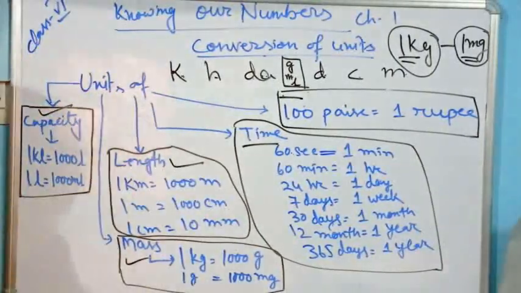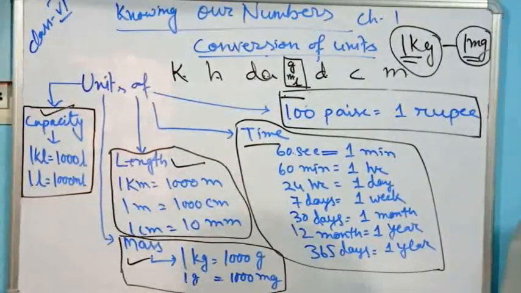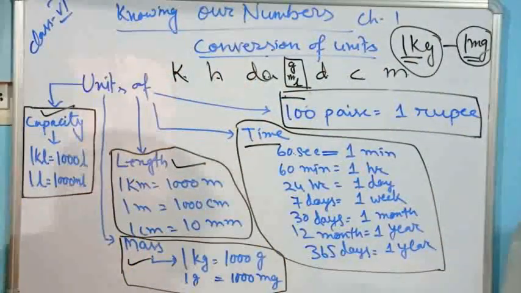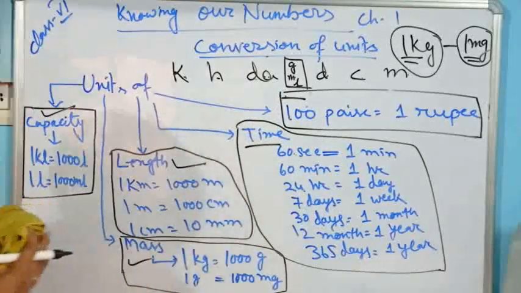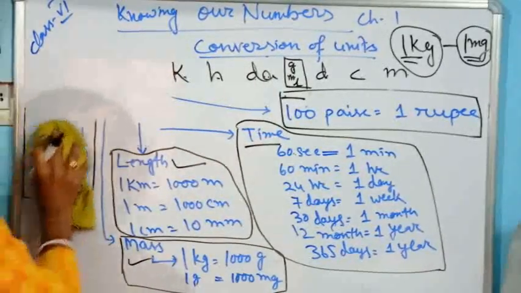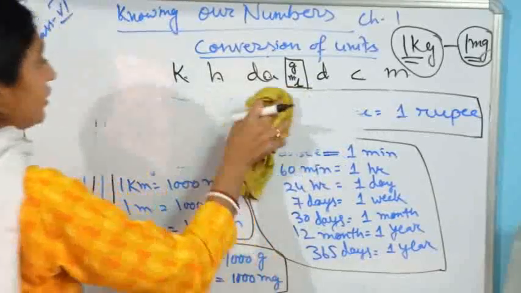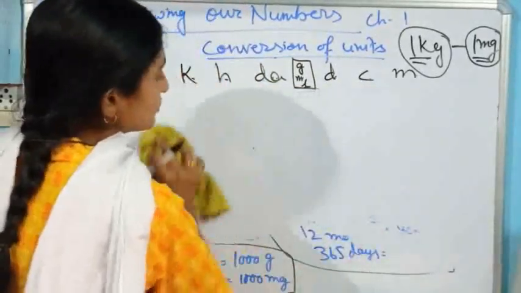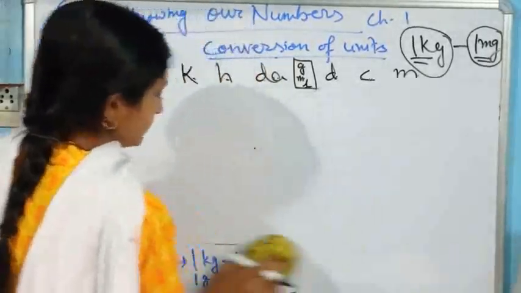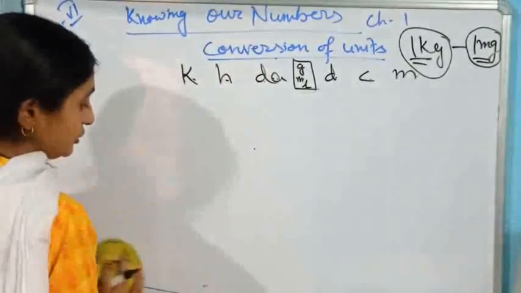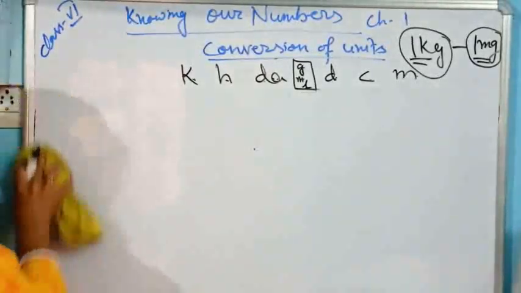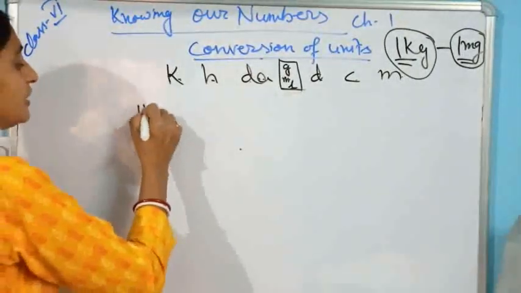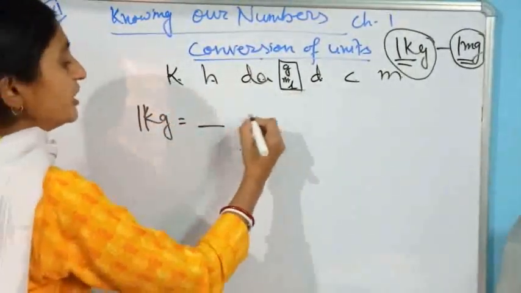Okay, so let's come to some of the questions. With these questions we will go for the conversion also. Before we go to that part, let me tell you how you can go for this. This is the basic concept we have: kilo, hecto, deca, then deci, centi, milli. In between we will have gram for mass, m for measurement of length, and L for capacity, that is liter.